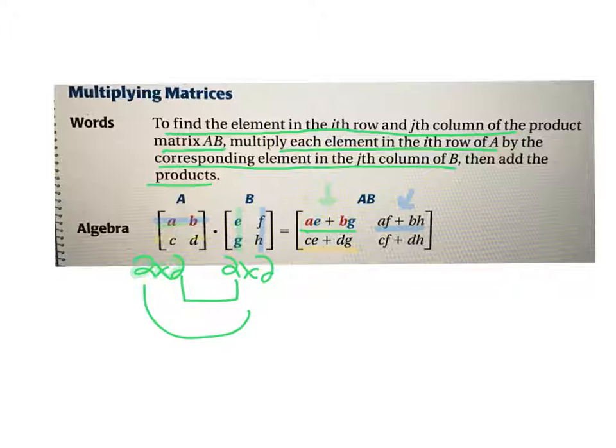I'm going to multiply the second row times the first column. I'll keep going across and down, and add those together. And one more. When I go here to my second row, second column, I'm actually going to multiply the second row times the second column, add the two together. Not as hard as it looks, kind of crazy. And if you read the directions, it sounds really crazy, but we got this.